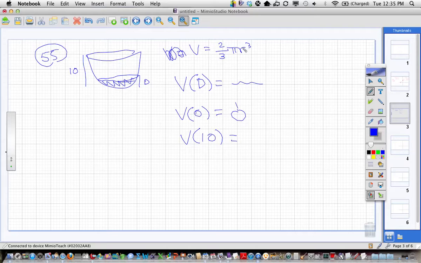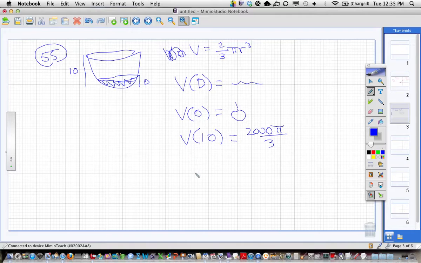Well, that would be this formula for half of a sphere. So it'd be 10 cubed is 1,000 times 2/3. That'd be 2,000 pi over 3. That would be the volume. I would give you that formula then. So that's part B.